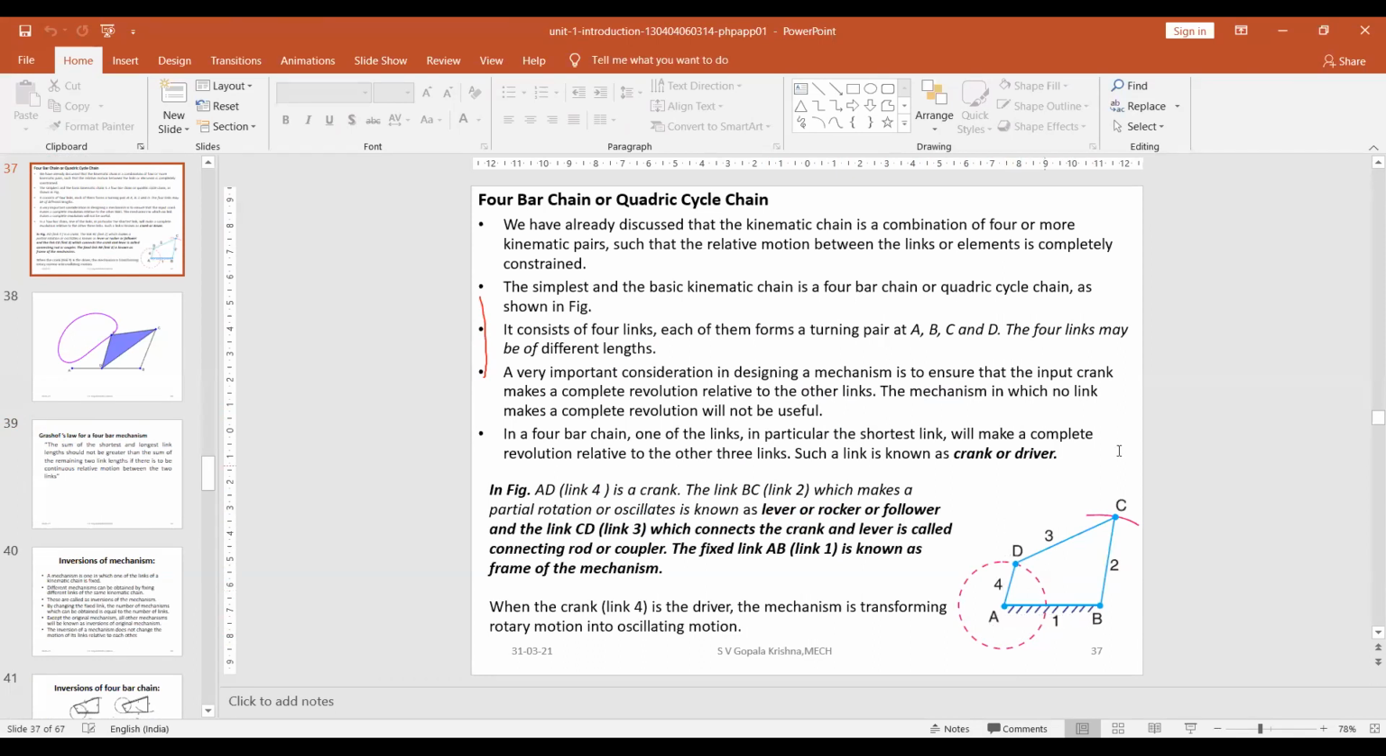So that is our 4-bar cyclic chain. All of you observe that all the pairs are turning pairs, and it is converting turning motion to oscillatory motion. In this, all of you observe which link is fixed and which one is movable. Those were all said in our earlier class.